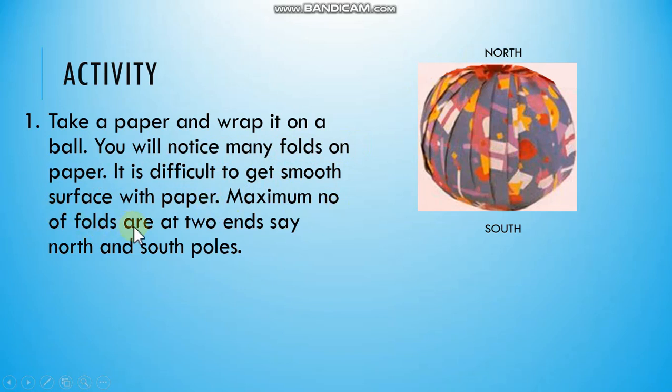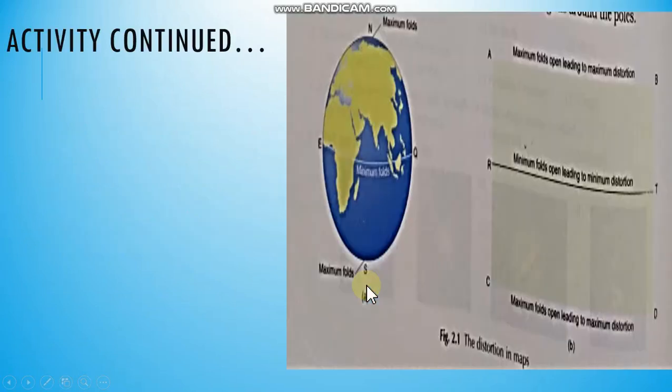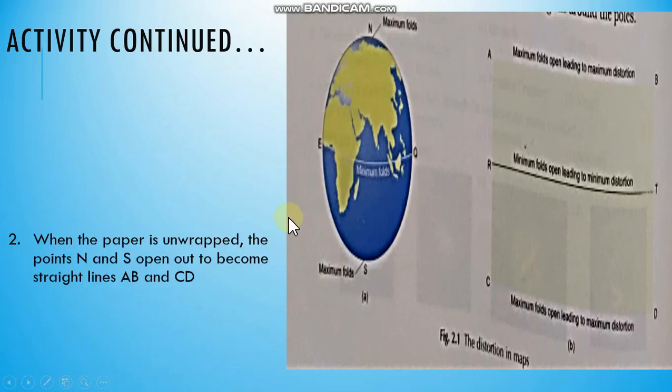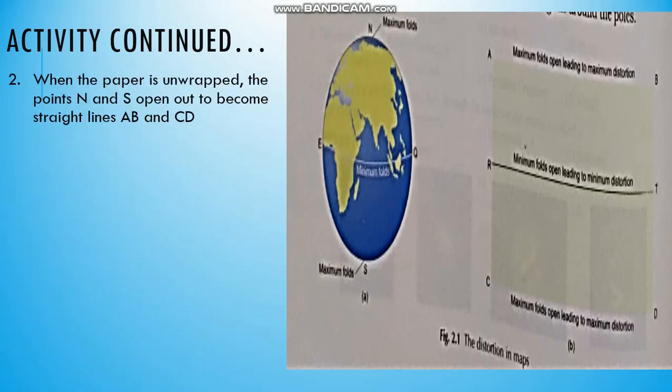So maximum number of folds are at two ends. See here, if you compare folds, here number of folds are less. Here at the North Pole, number of folds are more. Similarly, at South Pole also folds are more. So in this figure also you can see, this figure is of your book actually. This is showing North Pole, this is South Pole. Here we have maximum folds and here we have maximum folds. Here less folds.